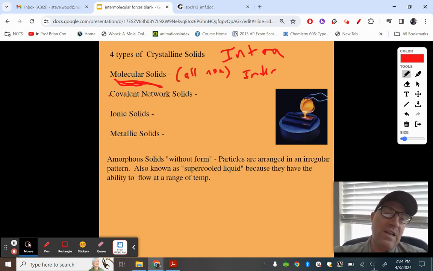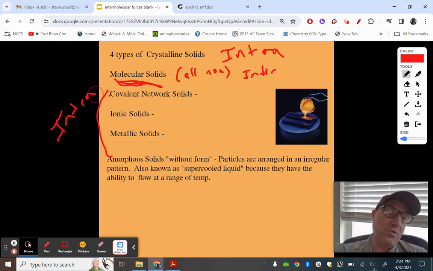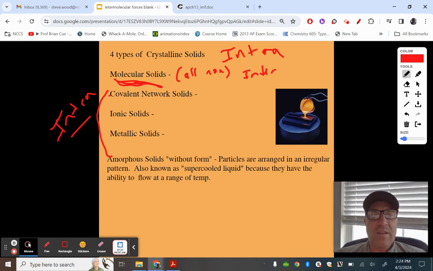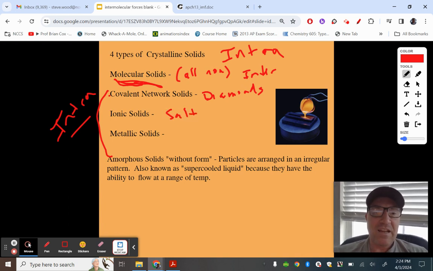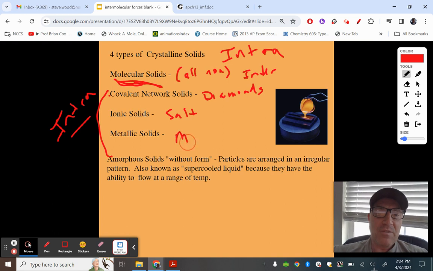Okay. And these ones are held together by intramolecular forces. So these are super duper strong. Like diamonds are held together by covalent networks. And this is like salts, where there's a cation and anion. And this would be just found in metals.